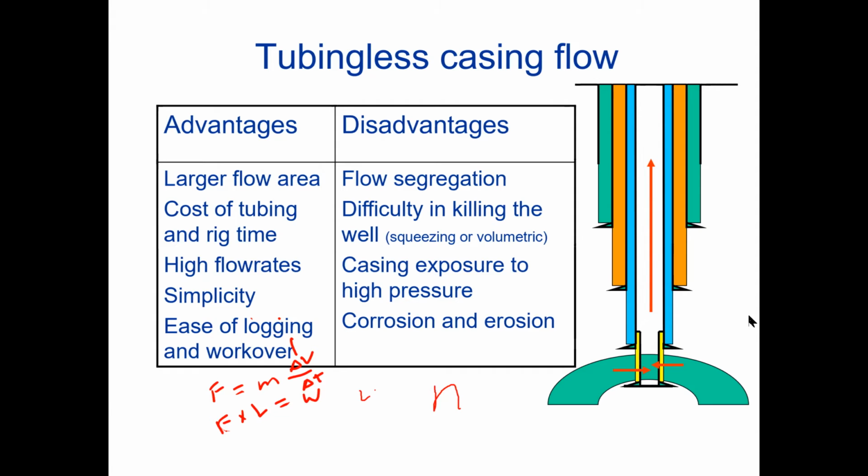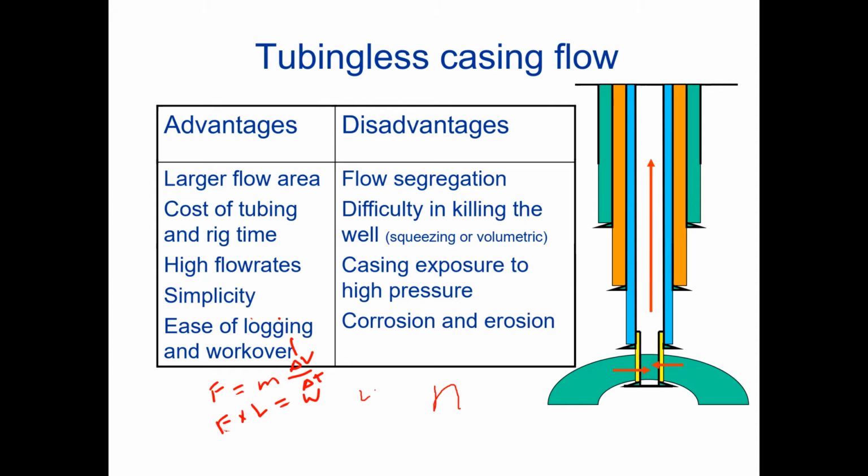So here you can see that the diameter is big. The good point with a larger diameter is that velocity would be low. Therefore, friction pressure drop is low, which is good for high flow rate wells.